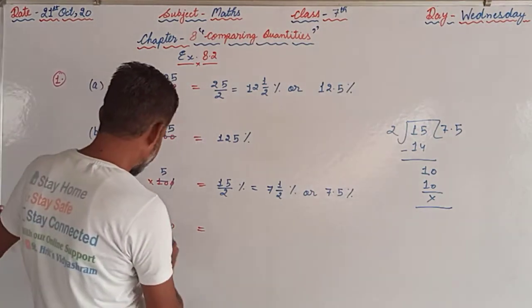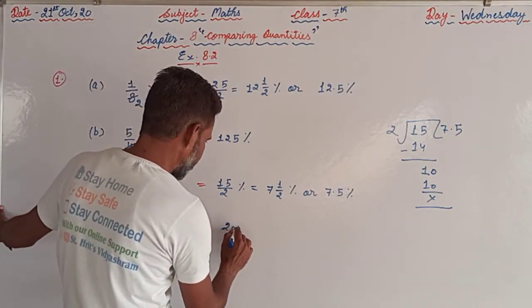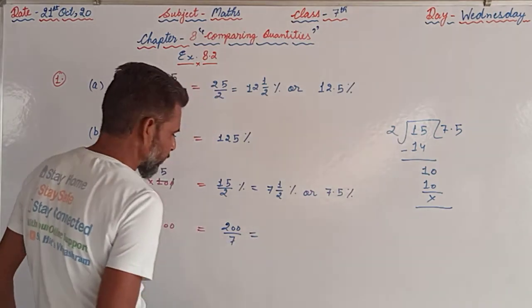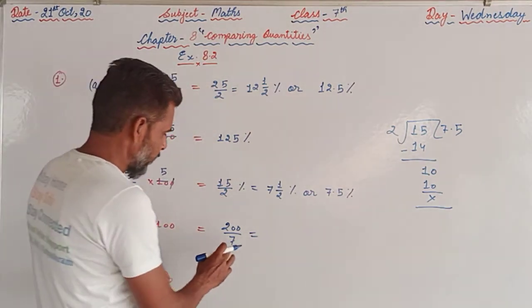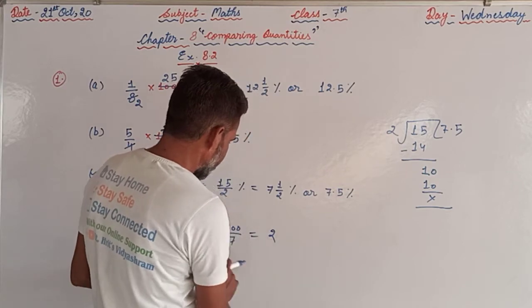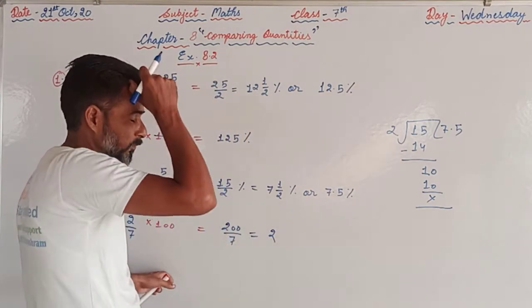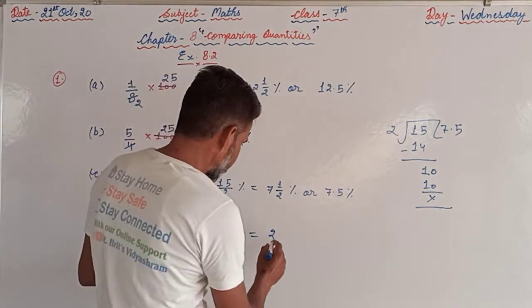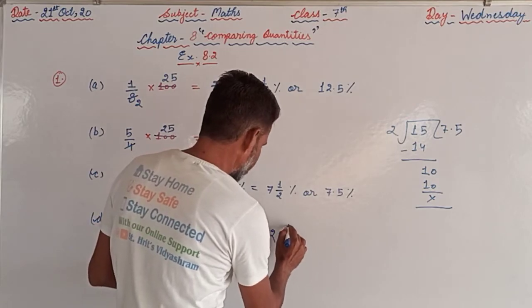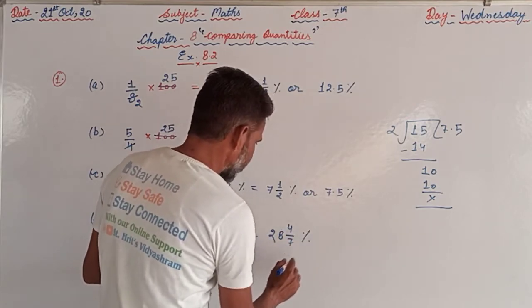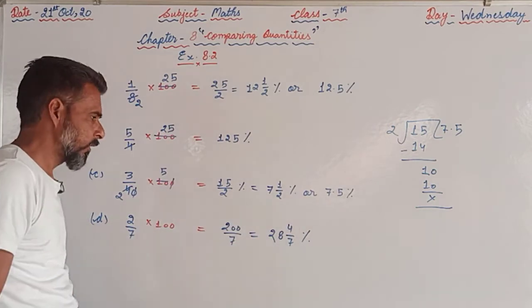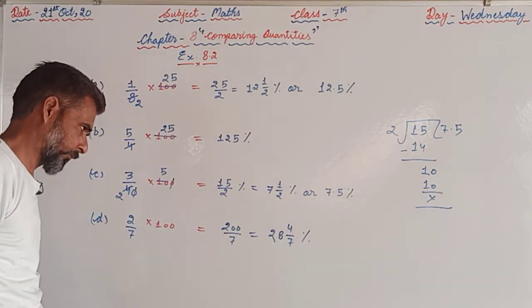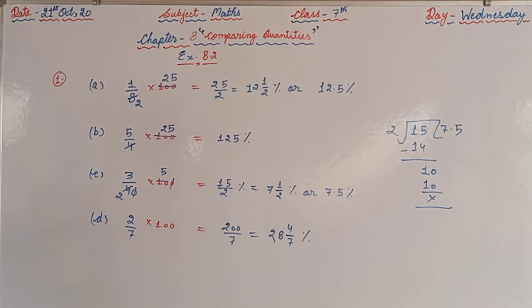Here that is 200 upon 7, that can be converted into a mixed fraction. 7 twos are 14, 6 is remaining, 60, so 7 eights are 56, and 4 by 7%, or we can convert that into decimal form. So like this we are supposed to proceed with question number 1.